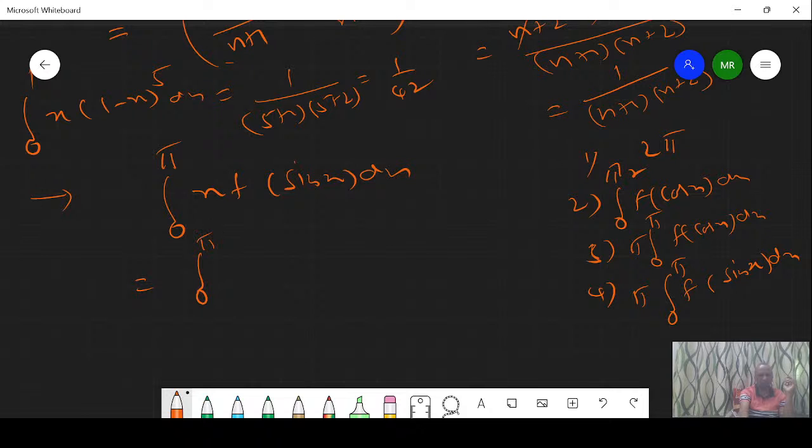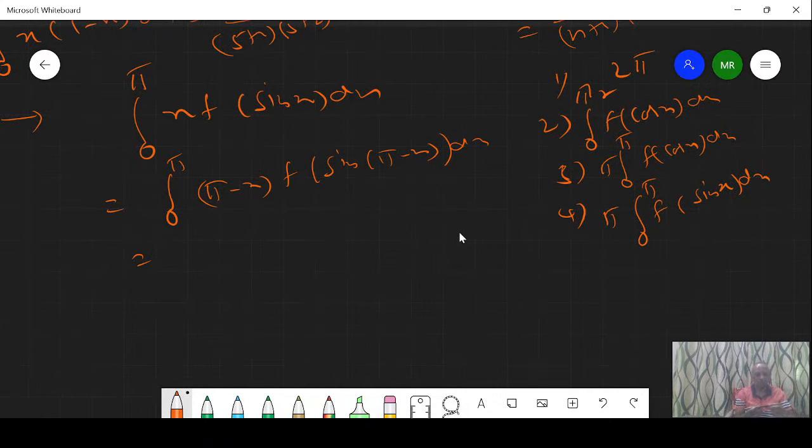Equal to integral 0 to pi, replace x with pi minus x. Pi minus x into f of sin of (pi minus x) dx. Sin of (pi minus x), you know, that will be sin x only. So it will come as integral 0 to pi, pi minus x into f of sin x dx, since sin of (180 minus x) is sin x only. I can write it like this.